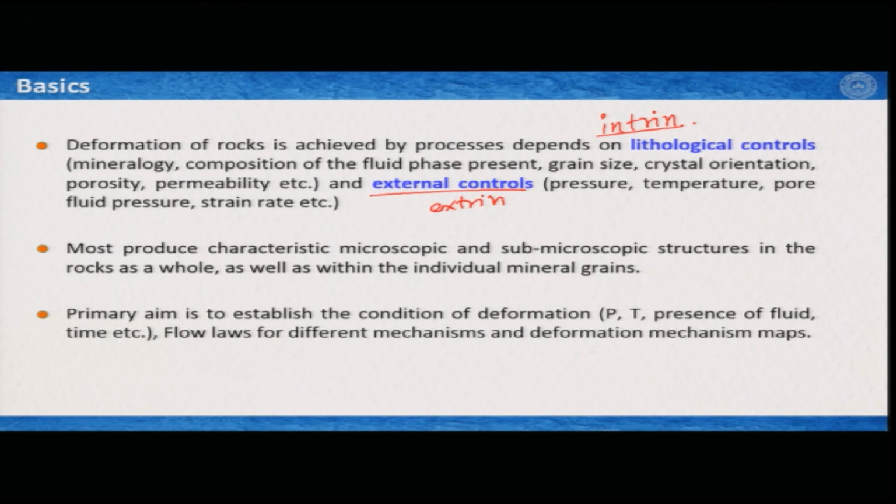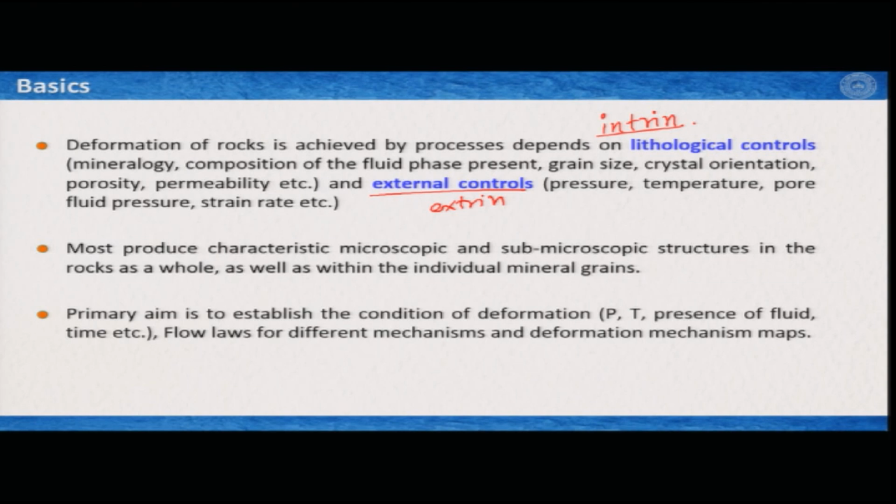Now within the intrinsic or lithological controls, you may think of the parameters which are inherent to the rock. That is mineralogy, you can think of the composition of the fluid that you have in the rock, or the different grain sizes, crystal orientations, porosity, permeability, etc. On the other hand, external controls are the ambience where the rock is being deformed. So there you can think of pressure, temperature, pore fluid pressure, the rate of deformation or strain rate, etc.